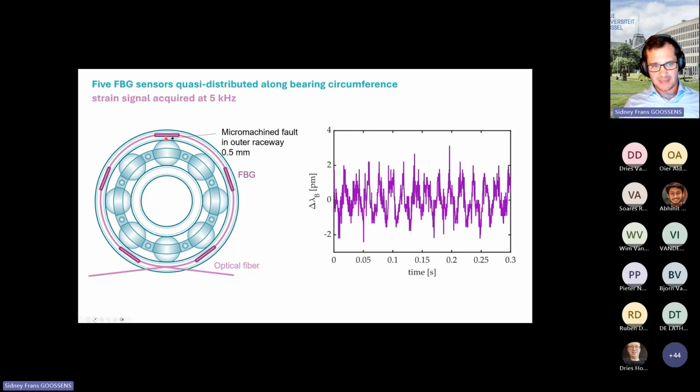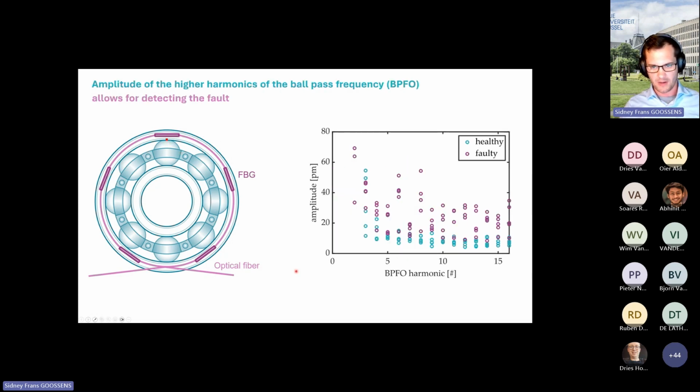Now, we included a micro-machined damage on some of the bearings at this location here, which had a size of about 500 microns. And every time a ball passes the damage, it will induce an additional impulse peak, and those are the peaks you can see here on the strain signal. And that will allow us to use these sensors to detect the damage, and not only the presence of the damage, but also the location of the damage as soon as it occurs here on the bearing.